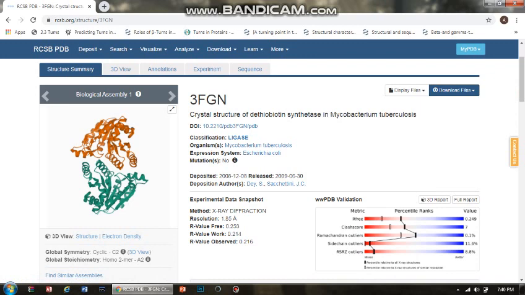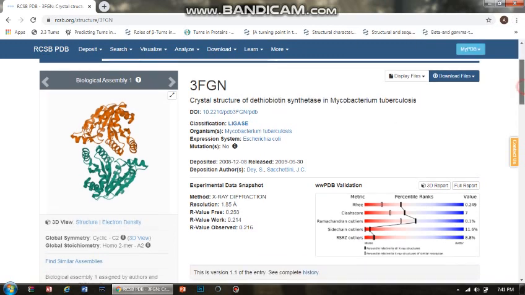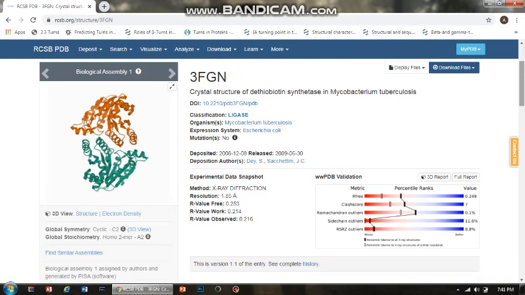This 3FGN is the PDB ID for this protein, the crystal structure of dethiobiotin synthetase. Each protein has a unique ID in the PDB, right? For example, if this particular protein is in a complex with any enzyme, coenzyme, or cofactor, or in complex with any other protein, it is going to have a different unique ID.